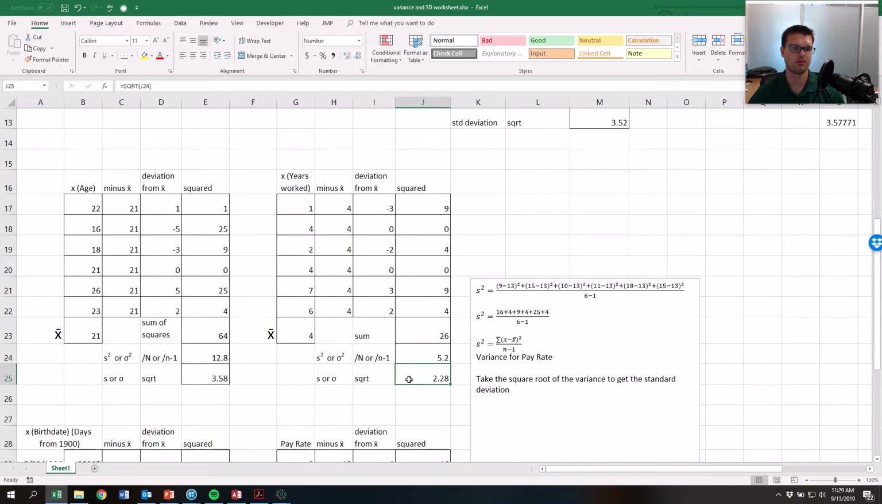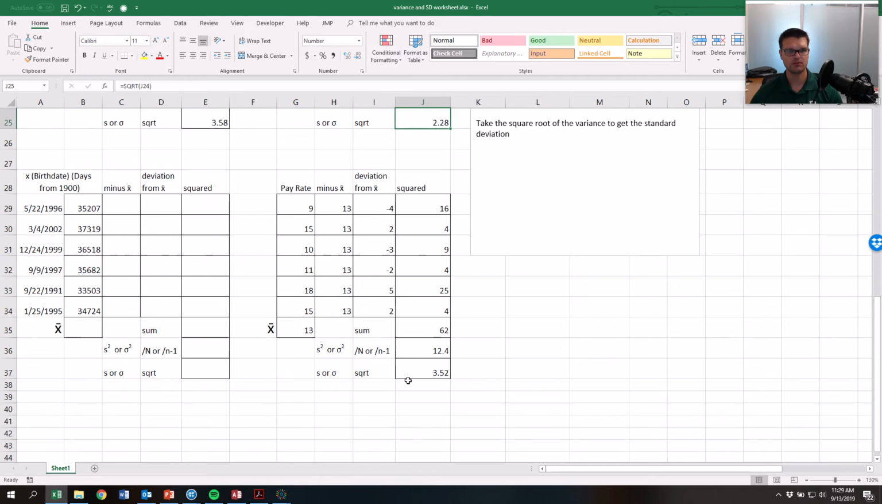Of the employees that work there, the average amount by which employees' years of employment deviate from the average number of years is 2.28 years, which I know is a lot to say. In other words, the average number of years that everyone worked there is 4 years, but on average, people deviate from that by 2.28 years.